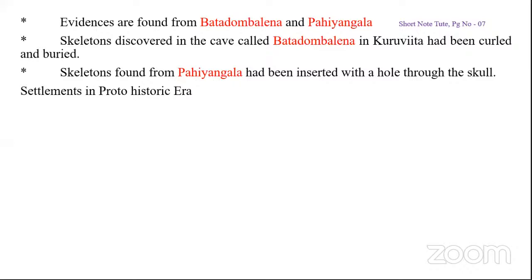And in Pahiyangala, you will find skeletons on which the skull had been painted with brown stones. So these two things are asked in the examination, in short questions and even in MCQs. Where you will find the skeletons buried, curled, that is Battadambalan in Kuruvita. And where you will find the skeletons with one side of the skull painted with brown stone, the answer is Pahiyangala. Okay. Now it's the time for going for a question.